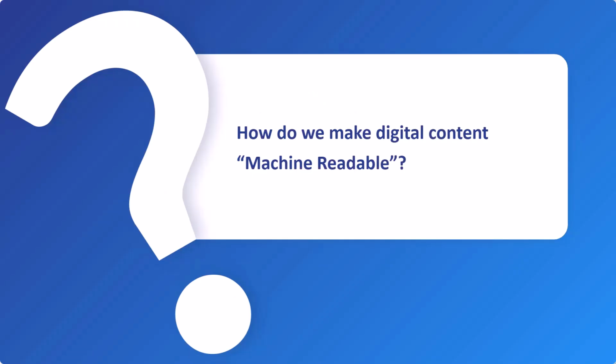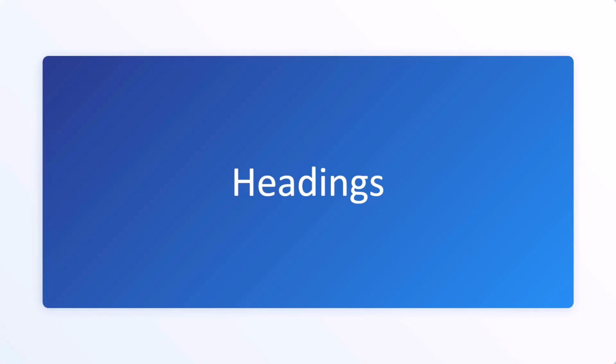So how do we make our documents and web pages machine readable? That's the question we're going to be answering today. We're going to look at, like I said, a few of the various aspects of digital accessibility and how we can follow accessibility best practices to ensure our digital content is compliant with the current standards. So let's begin with headings.